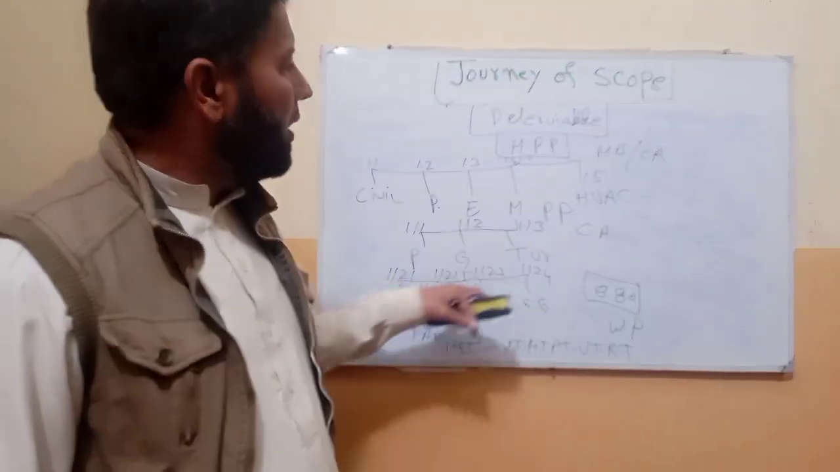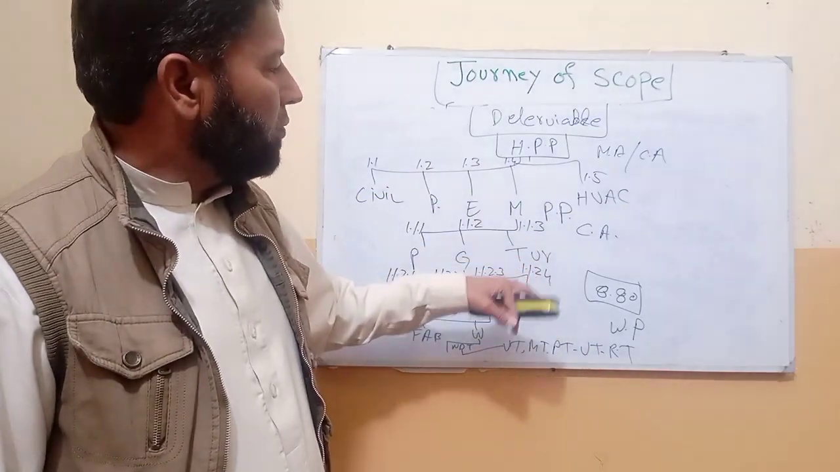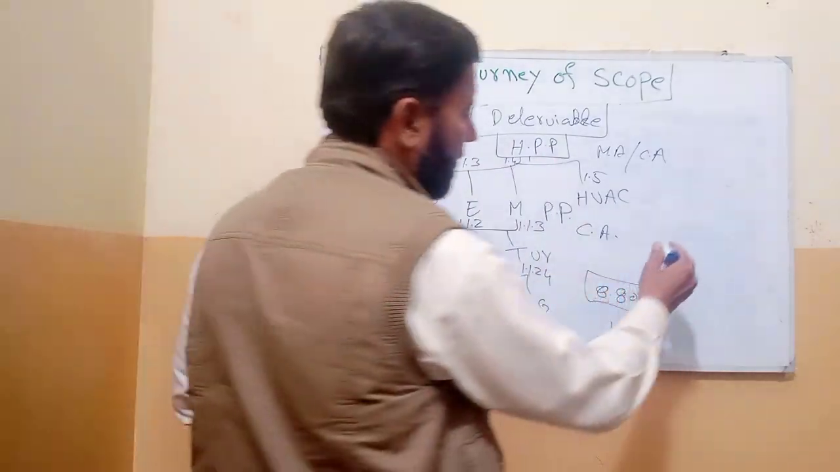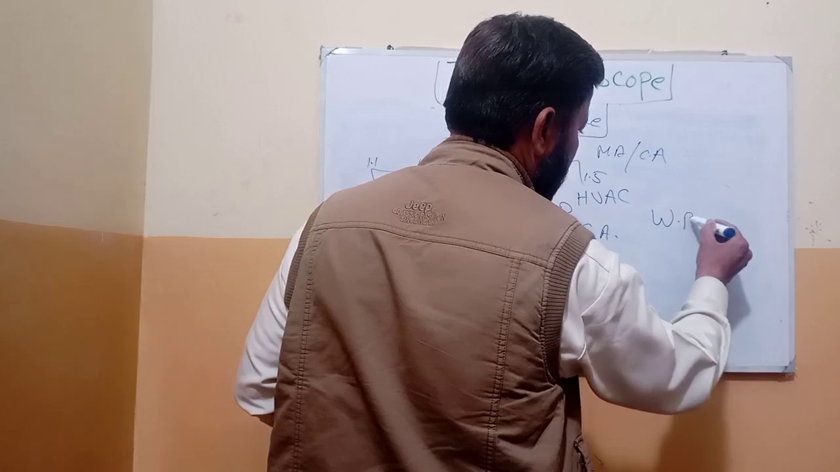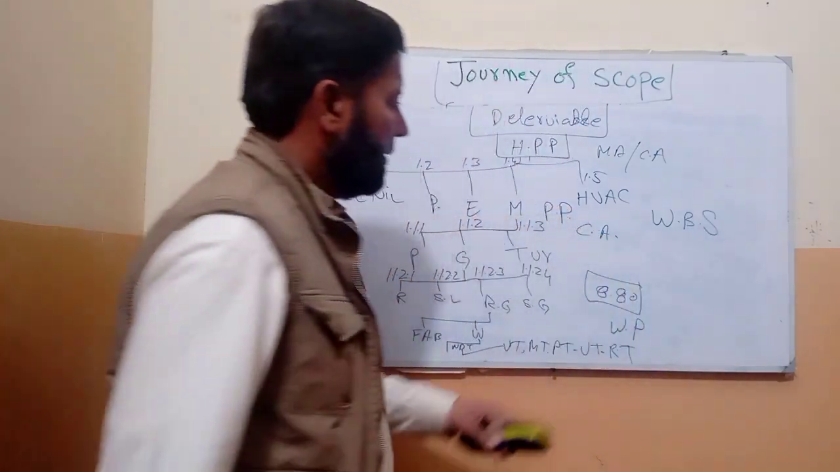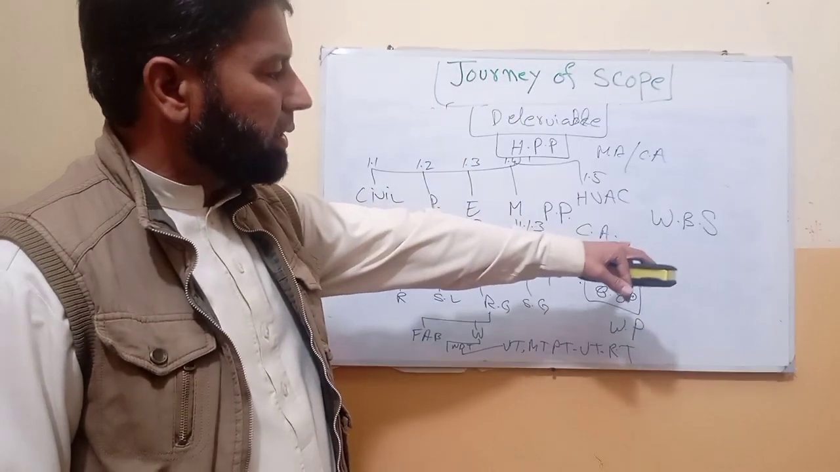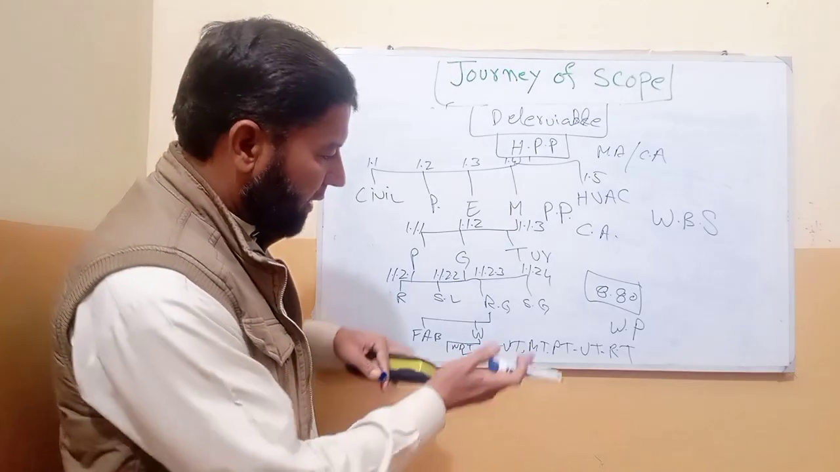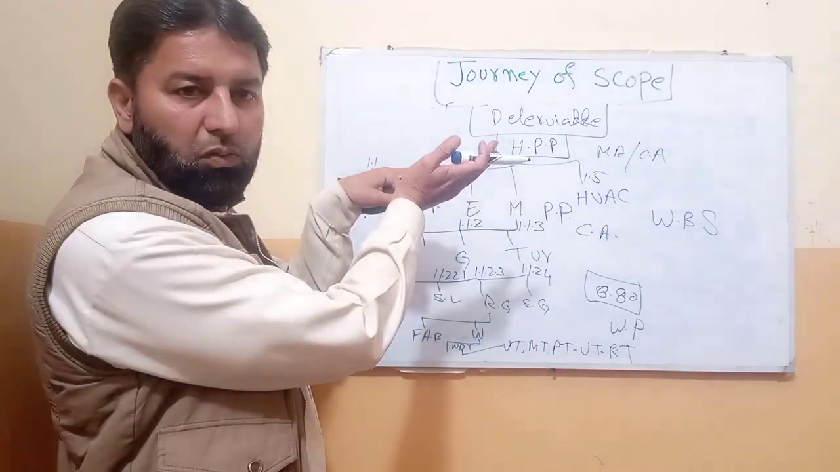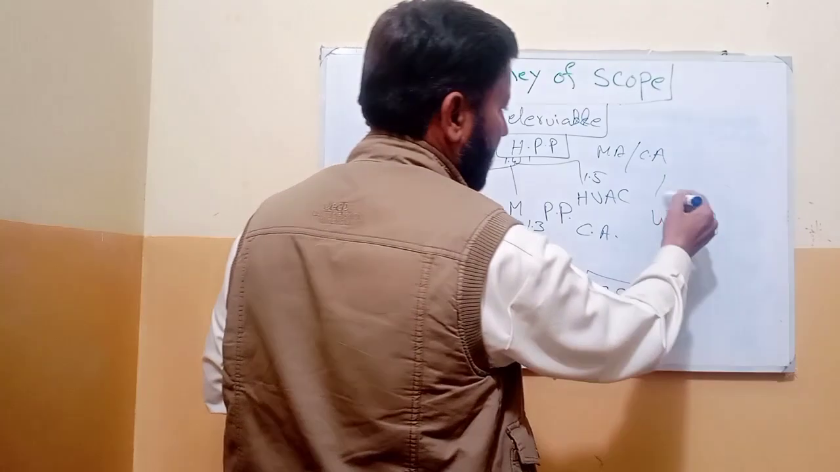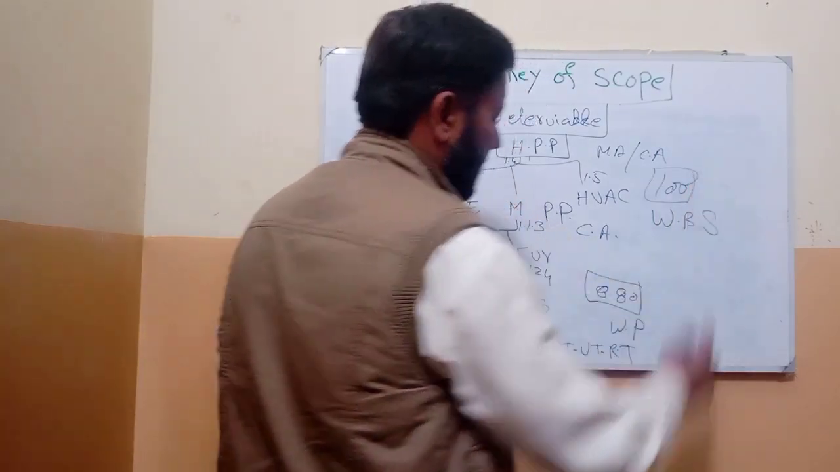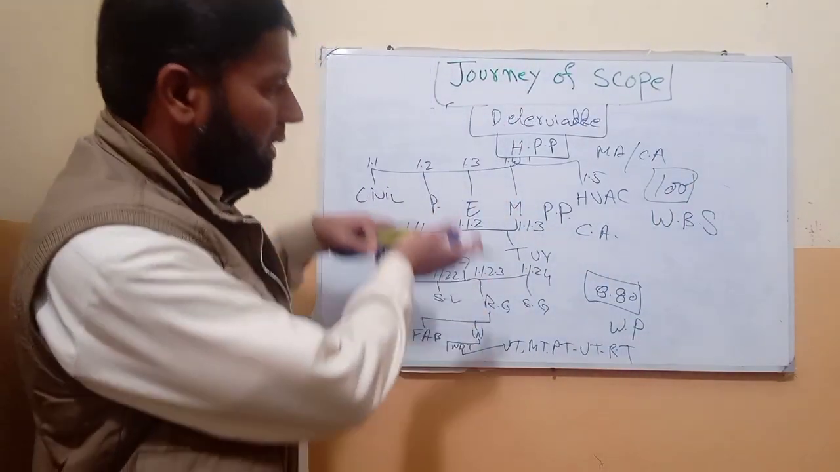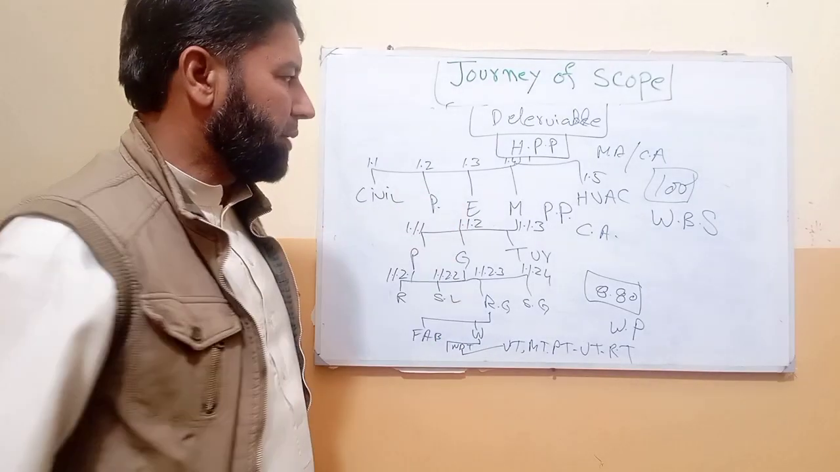And the thumb rule of WBS: the whole structure we call work breakdown structure. The thumb rule of work breakdown structure is that when we add from bottom to top, we should get 100% of the work.